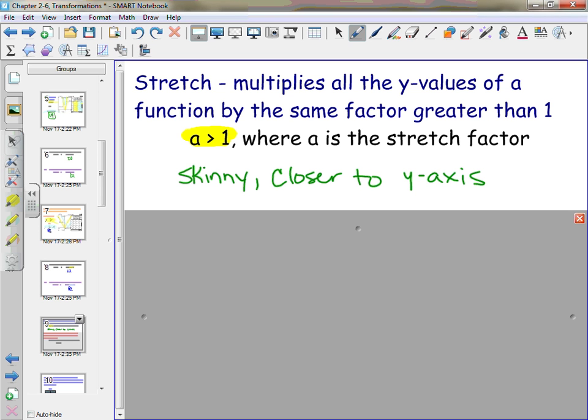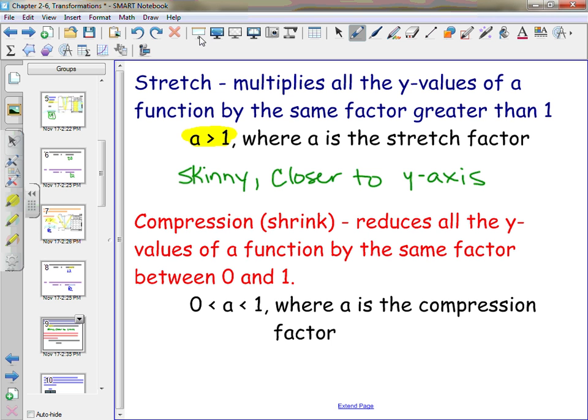Before I can cut it, what do I have to do? I got to actually cut it to open the arms up and actually make it wide. Because if I put it this way, I'm just stretching it again, aren't I? Yes? So you actually have to cut it, and you're going to have to make it wider. Do we all understand that? Okay? So when it's a fraction, it becomes a compression or a shrink.